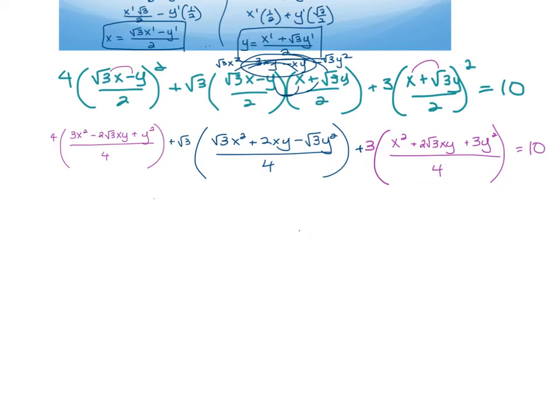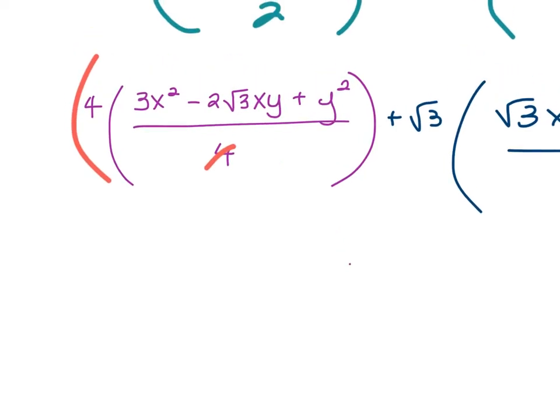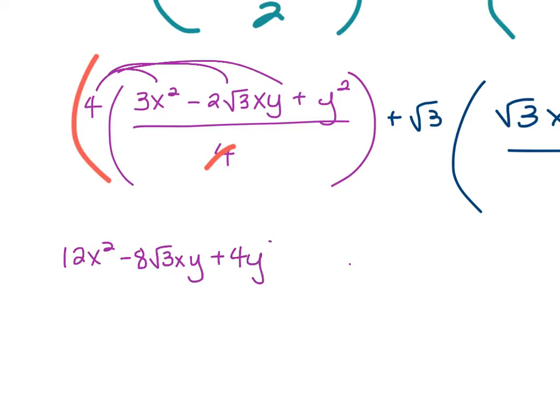With me so far? All right, now all your denominators are 4, so I can multiply everything by 4 and eliminate them. It's gone from here, from here, from here, and this 10 becomes 40. Then I want to distribute the constant that's on the front of each of these parentheses. So from my first one, I'd get 4 times each of these, so 12x squared minus 8 root 3xy plus 4y squared.